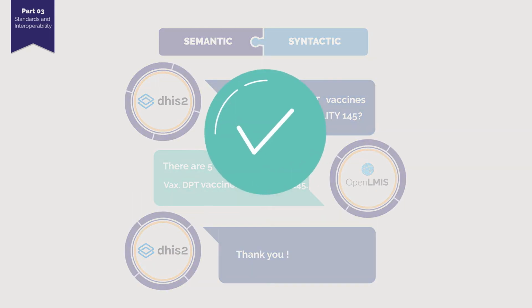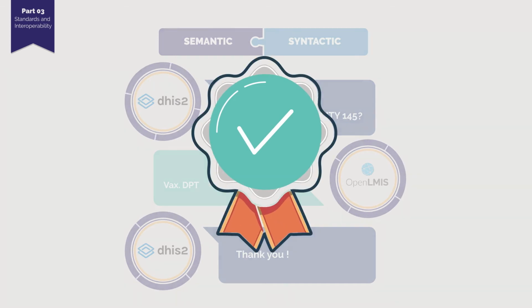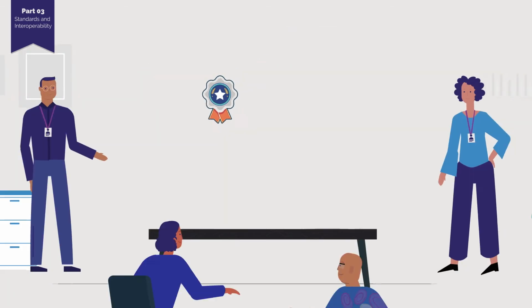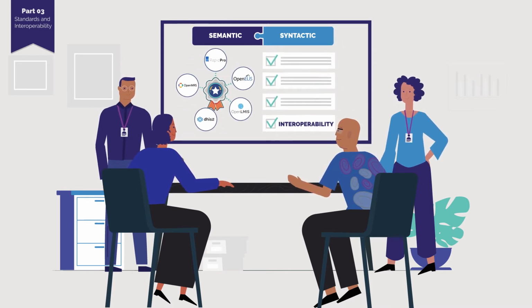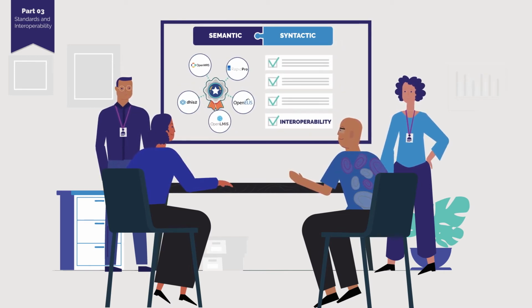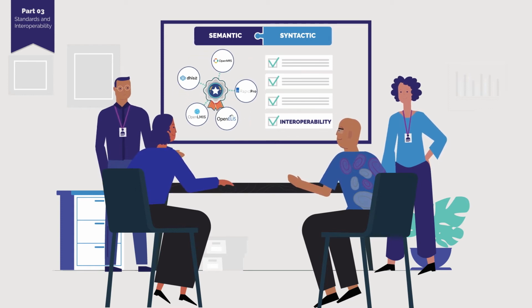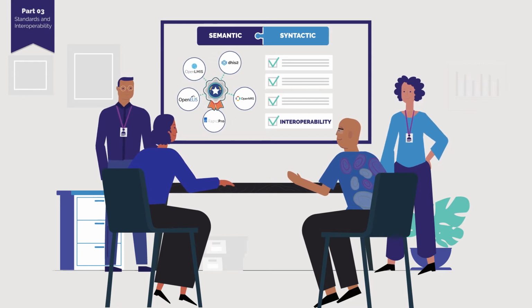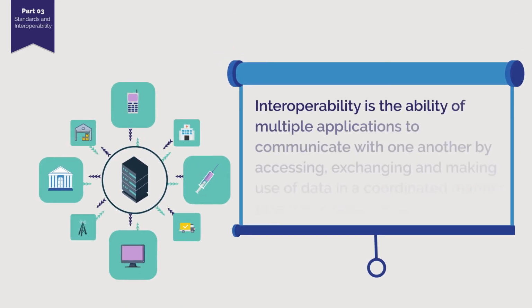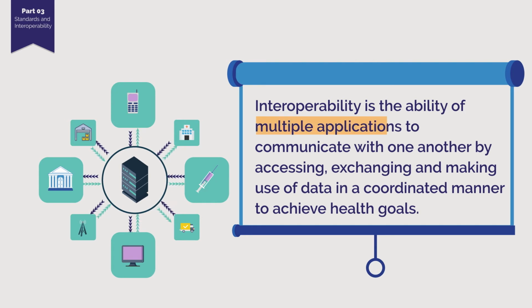Now that Isaac and Lucy understand standards, they must determine all the different semantic and syntactic standards they would like to adopt in ONESA. The software development team explains that investing in standards will make it easier and more cost-efficient to enable interoperability between all their digital health applications. Interoperability is the ability of multiple applications to communicate with one another by accessing, exchanging, and making use of data in a coordinated manner to achieve health goals.